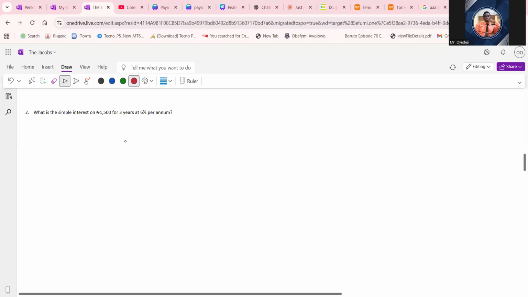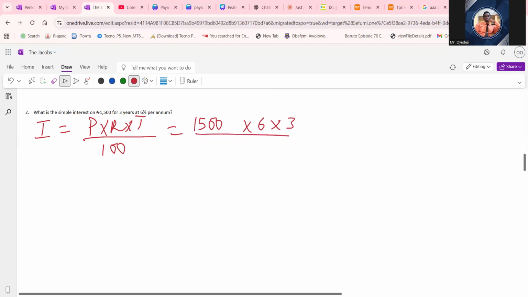We say, what is simple interest? So that means our interest equals principal times rate times time over 100, which equals: principal is 1,500, rate is 6 and year is 3, which is time, over 100. Now, whatever you do up, we must do down. We can divide by 10, and the easiest way to divide by 10 is to cancel 0.